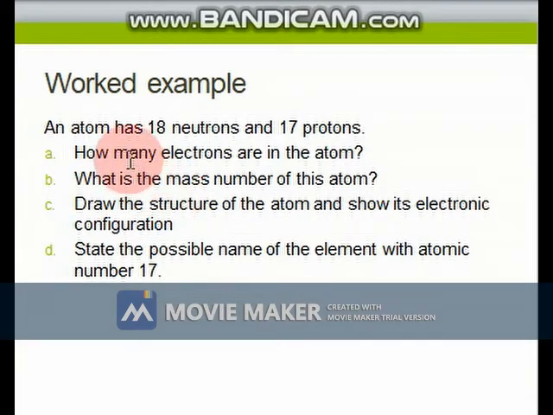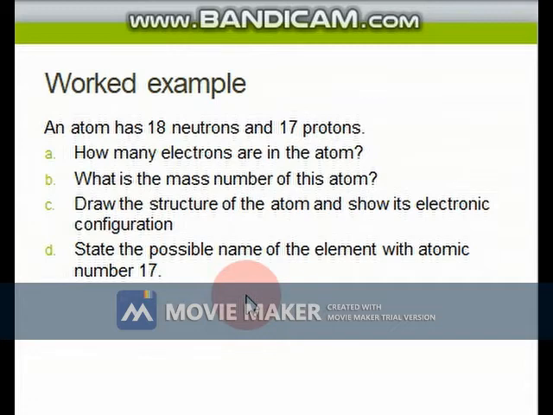An atom has 18 neutrons and 17 protons. The question is, how many electrons are in the atom? What is the mass number of this atom? Then you should draw the structure of the atom and show its electronic configuration. You state the possible name of the element with atomic number 17.